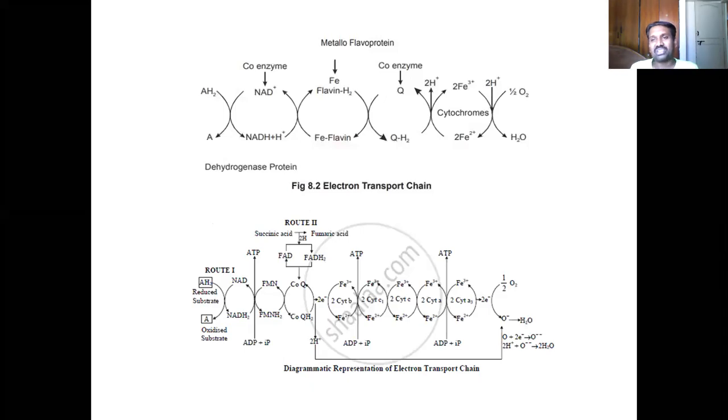This is the important question. Because it transports electrons. Now, when we say it transports electrons, from where to where? It's a very important question. And here lies the understanding of our oxidative phosphorylation.